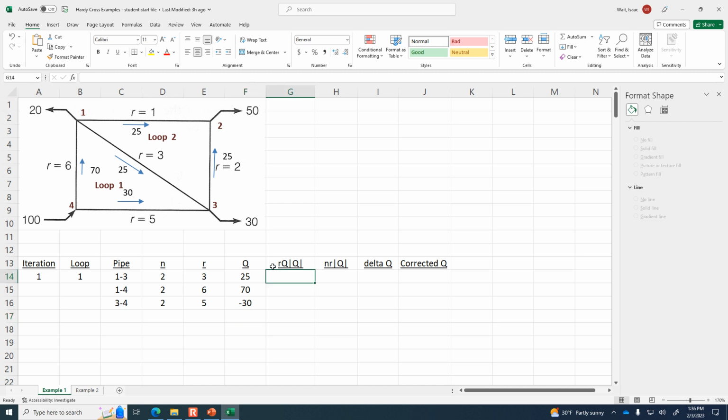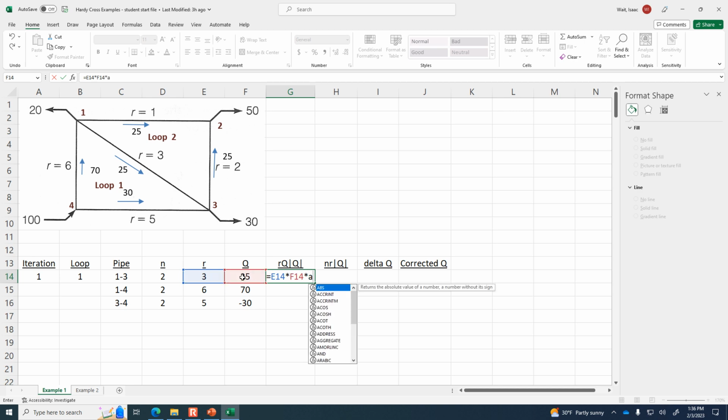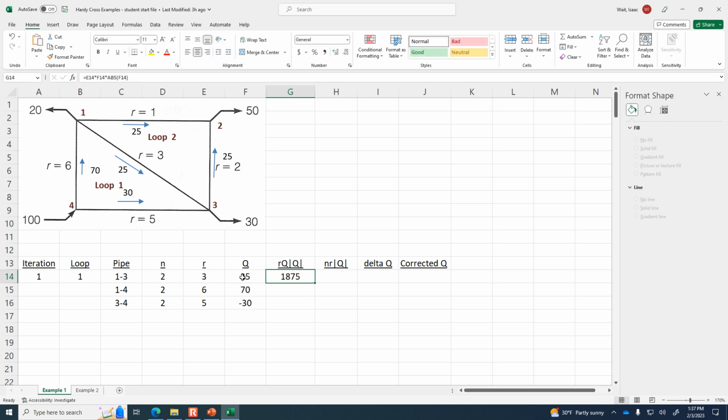Now, R times Q times absolute value of Q. So we're going to put in a formula here. So equals R times Q times ABS of Q. Now, I've got the formula centered, so I can't click on that cell location anymore. I just have to type in F14 because I can't click on it since I've got the centering. All right, so it's R times Q times absolute value of Q. Okay, so 1875, and I'm going to drag that down for the other 2 rows in this loop.